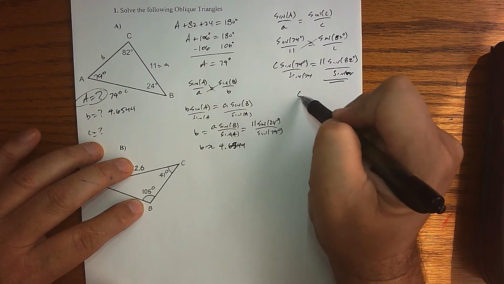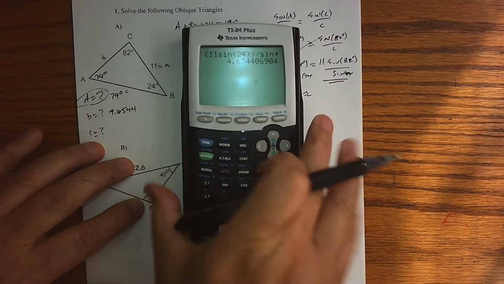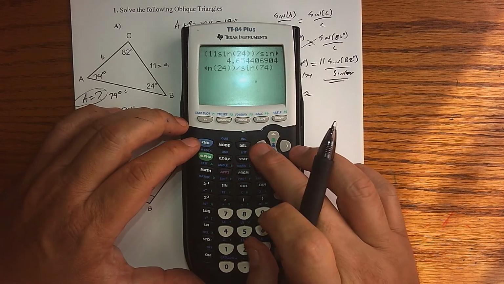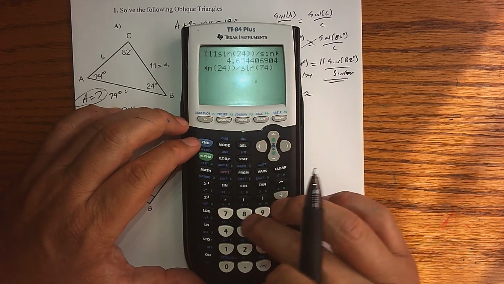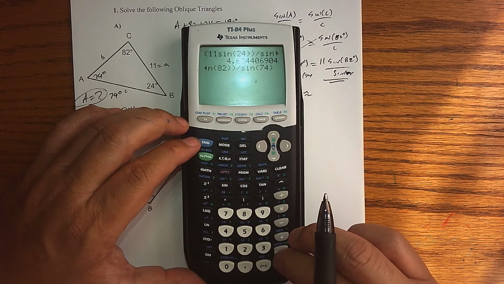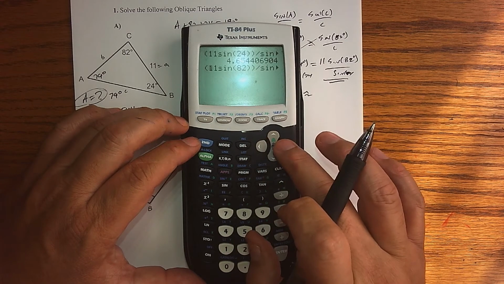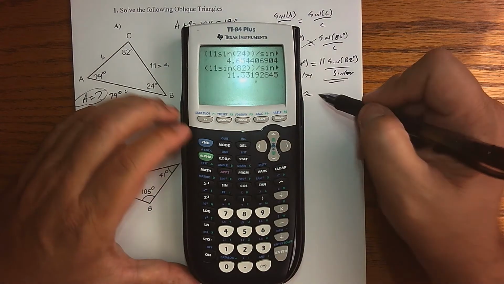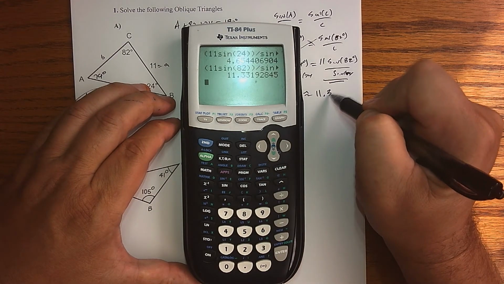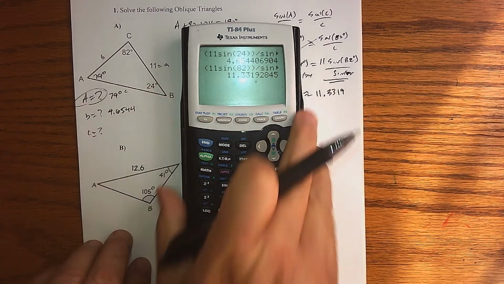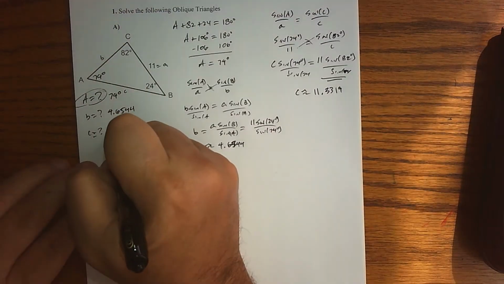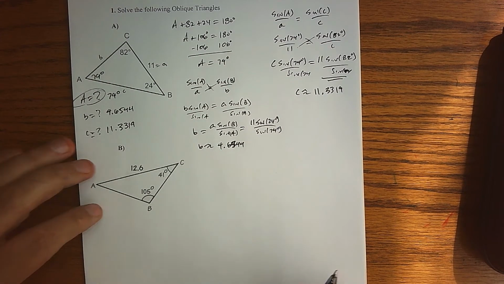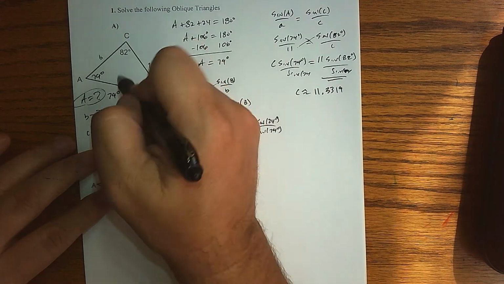So our C is estimated. It's really pretty much the same thing, except let me go ahead and re-enter that. That 24 needs to be changed to 82. And I think that's all: 11 sine of 82 divided by the sine of 74. And so we get C is 11.3319. That's the length of that side.